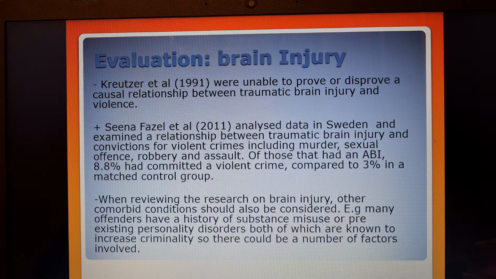When reviewing the research on brain injury, other comorbid conditions should also be considered. For example, many offenders also have history of drug abuse and other personality disorders, pre-existing personality disorders. Both of these are known to increase criminal behavior. So there could really be a number of factors involved. So this last point is really a weakness, because what it's saying is that there are other factors that could also be affecting criminal behavior and not just brain injury.